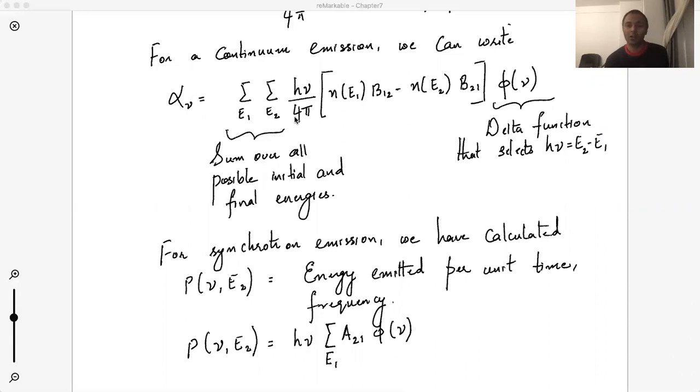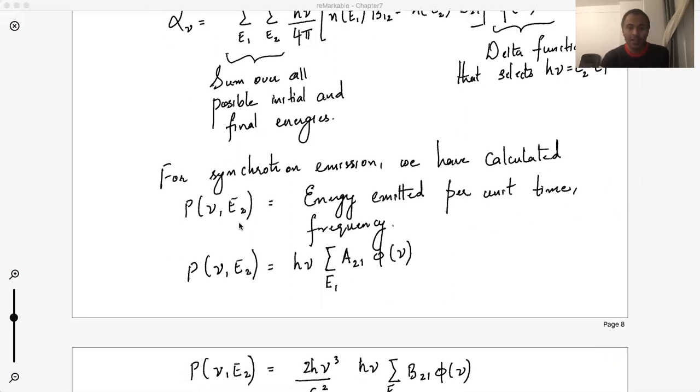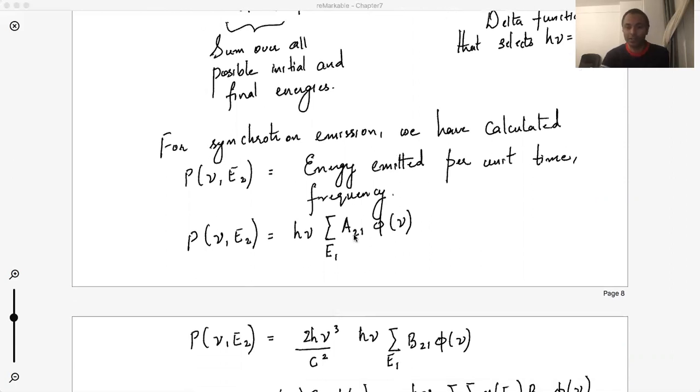So we can account for all of those transitions. The photon emitted can be of very low frequency, which means E1 and E2 have a very small difference between them, or you can have a vast difference in frequency, in which case E1 and E2 will be separated by a larger amount. So we need to take care of all of those possibilities, because it's not a line emission, it's a broadband emission. That's something we have already calculated, the energy emitted per unit time, per unit frequency. And that's very easy now to relate to the Einstein A coefficient for spontaneous emission.